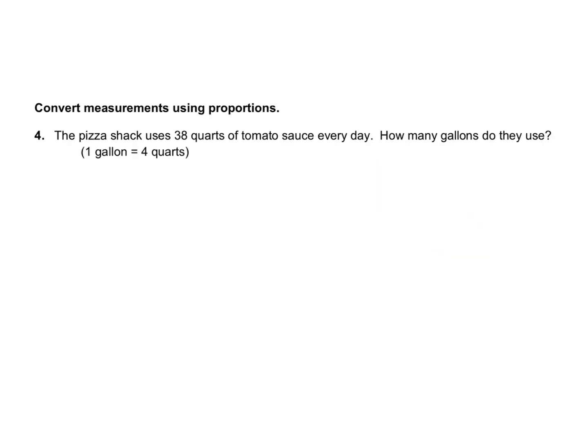All right, so now we're asked to convert measurements using proportions. So in this case, it says that the Pizza Shack uses 38 quarts of tomato sauce every day. How many gallons do they use? All right, so we need to take a look at this conversion right here. It says that 1 gallon is equal to 4 quarts. So I'm going to start with that. If 1 gallon, making the ratio, for every 4 quarts.